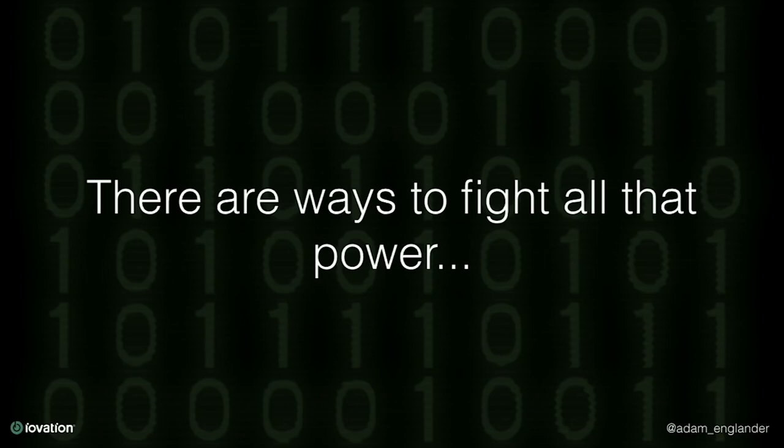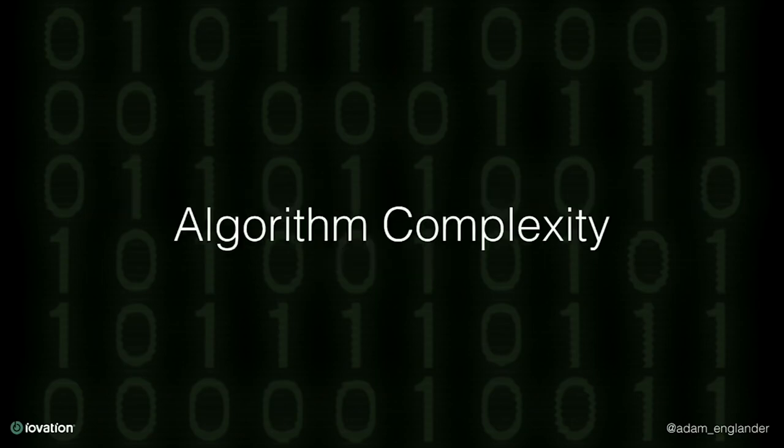But there are ways to fight all that power. And algorithm complexity is one of the top things there. Harder math requires more computation. So the difference between algorithms before and algorithms today is that the new algorithms are more computationally complex. It requires more CPU to generate the encrypted value or decrypt the encrypted value back to plain text.